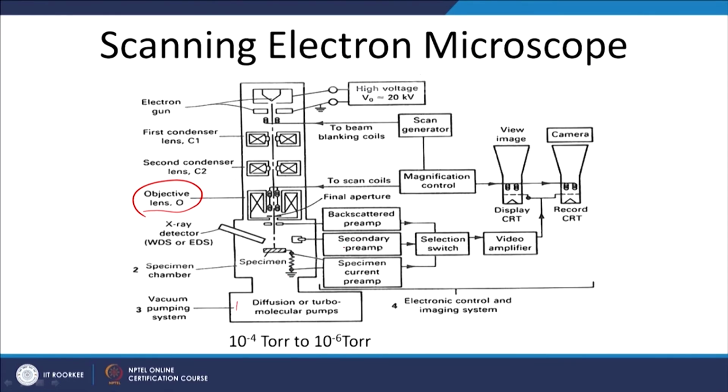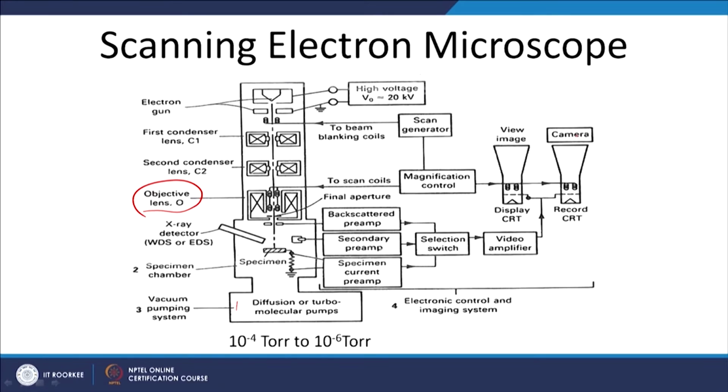Now, basically we are looking for the secondary electron. That is why you have a secondary preamplifier, and then we have the backscattered preamplifier, and we have a specimen current preamplifier. Now, these are all connected to selection switches, which are connected to a video amplifier, and finally it goes to the display CRT and the record CRT, which is displayed in the camera.